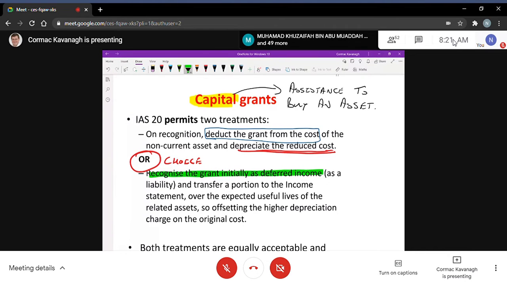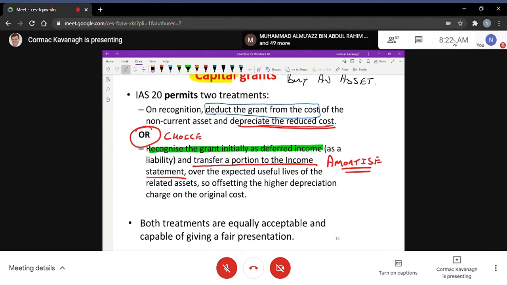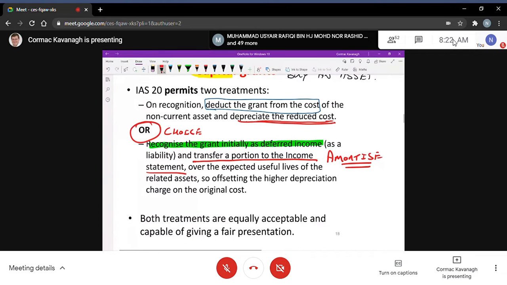So this is the bit here, we're going to transfer a portion to the income statement. We're going to amortize over the life of the asset. So we're going to have depreciation and amortization. Both methods are allowed. The choice, the bit here where the grant and the asset are shown separately, gives rise to this very strange credit balance on the liability side of the balance sheet, because it suggests that we have this real liability there, but in reality, the government just gave us money.